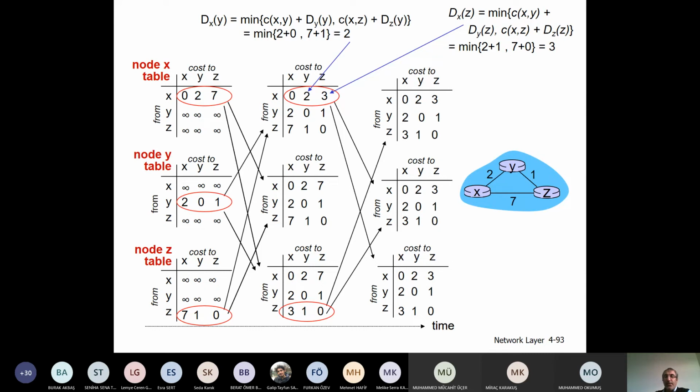And then you do all this in the second time slot. We do update the node y table as well as the node z table. Okay. And then in the second time slot, as you see, all have the same information. So it converges. These three nodes share this information. And in the third step, as you can see, all the nodes have the same information, the same table.